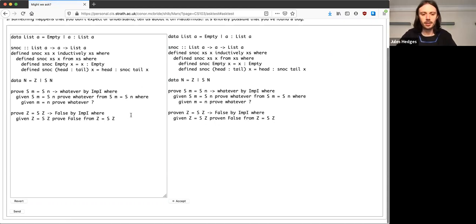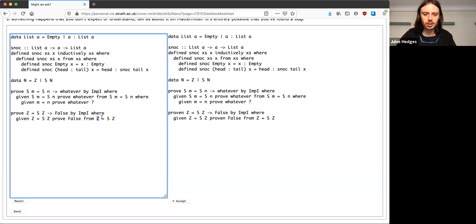So what's happening here is that ask looks at this equation and it sees that the top constructor on this side, which is Z, is different from the top constructor on this side, which is successor. So because a 0 equals a successor, ask knows that the universe is broken. And so if the universe is broken, then you can prove anything.